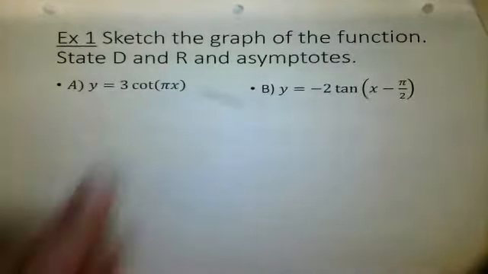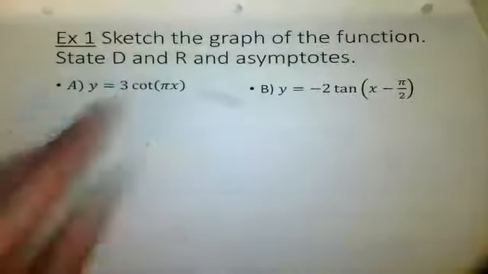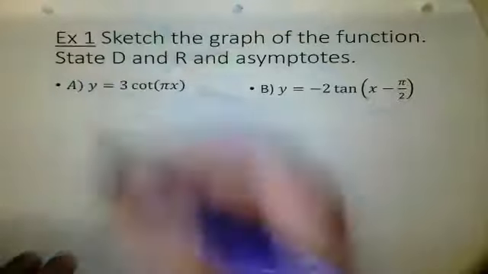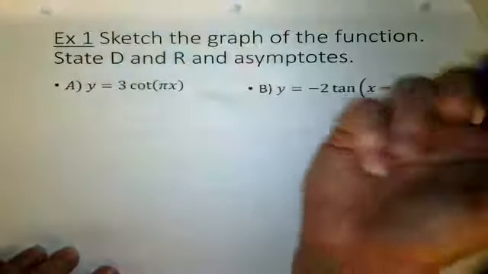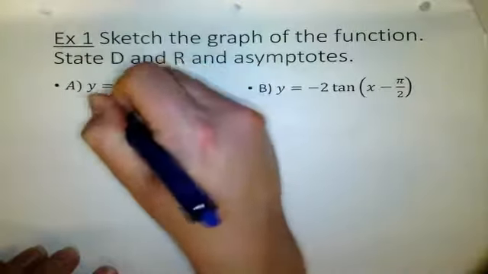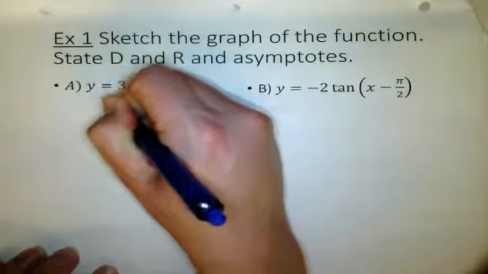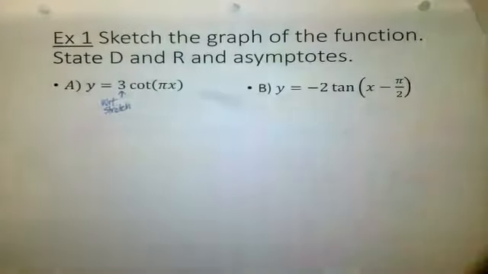You can see both of these have a number in front. Again, we don't call it amplitude, but it is a vertical stretch. And so for this cotangent function, it's not going to go through 1 anymore. It'll be stretched by a factor of 3, and so it's now going through that 3 on the y-axis. So it's a vertical stretch.